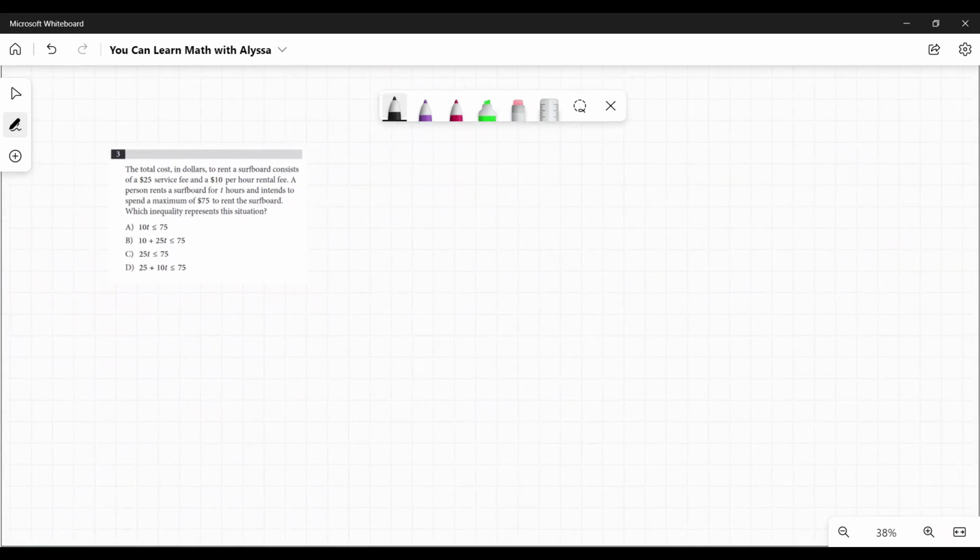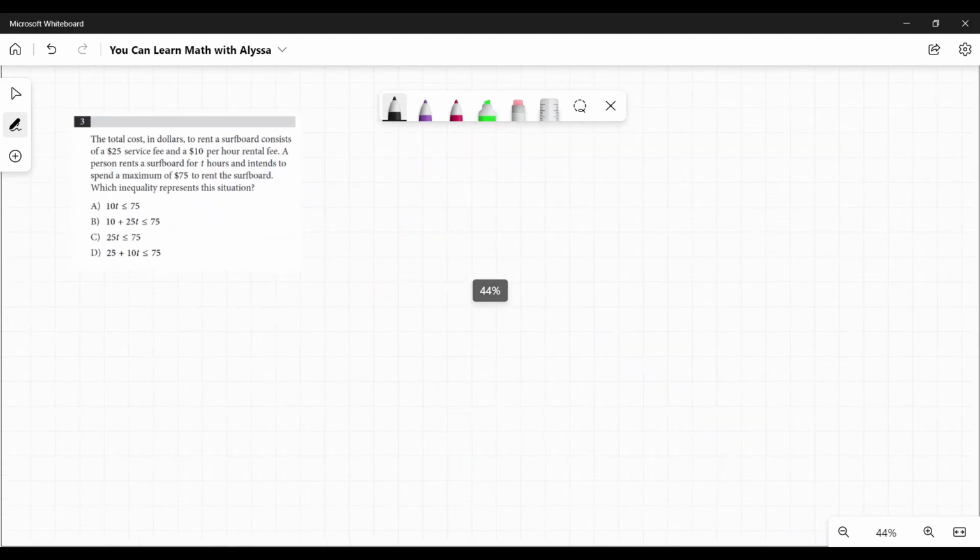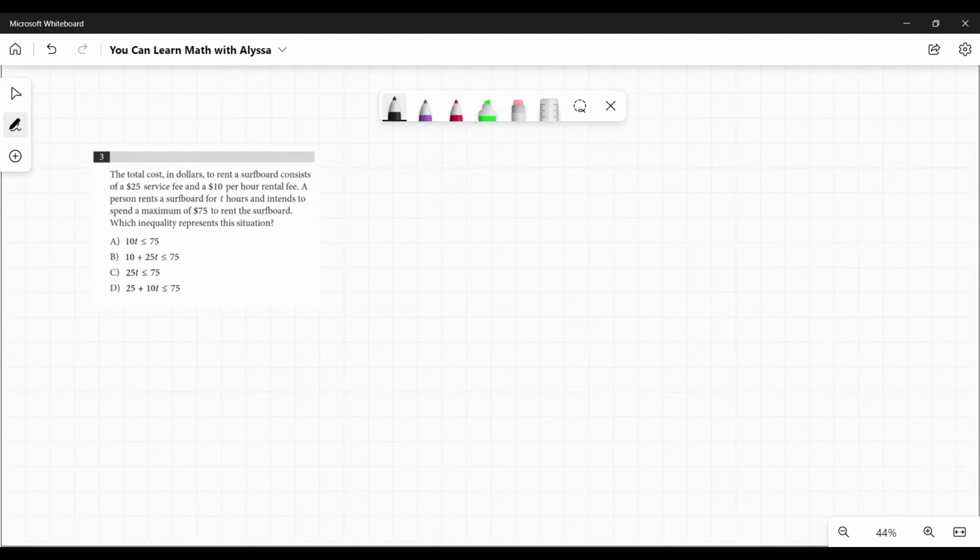Number 3, the total cost in dollars to rent a surfboard, let me zoom in a little bit, consists of a $25 service fee and a $10 per hour rental fee. A person rents a surfboard for t hours and intends to spend a maximum of $75 to rent the surfboard. Which inequality represents the situation? Well, if you are spending a maximum of $75, you do not want to go over that, but you will be willing to spend that.